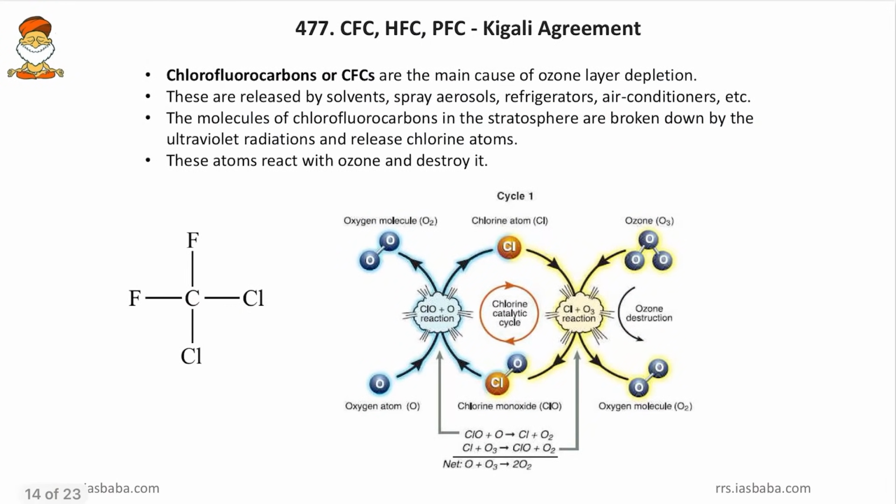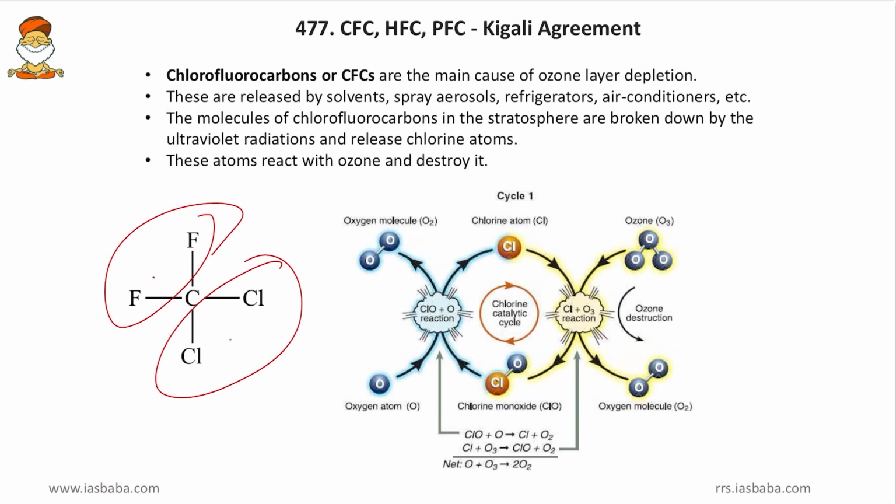The CFC, HFC and PFC. Friends, we know that these are a part of the Vienna Convention, Montreal Protocol and also the recent Kigali Agreement to the Montreal Protocol. So now, what is this CFC? These are the chlorofluorocarbons, those structural carbon compounds wherein two sides of the carbon will be attached with fluorine and the remaining two sides with chlorine. So, these fluorine-chlorine carbon compounds are called chlorofluorocarbons, and these are the main cause of ozone layer depletion.